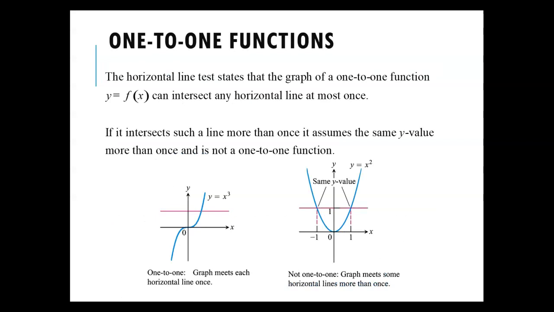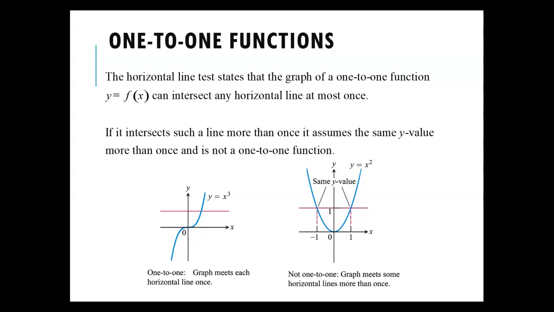So here are examples of functions that pass versus don't pass the horizontal line test. The horizontal line test states that the graph of a one-to-one function can only hit any horizontal line at most once. If it intersects a line more than once and assumes the same y value, it is not one-to-one. So the general definition of an inverse is that it must be a function, and that function must be one-to-one for an inverse to exist.